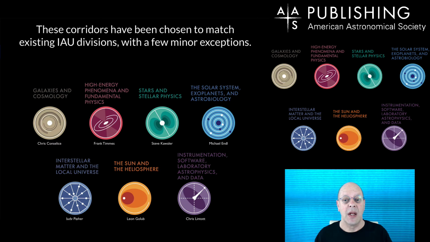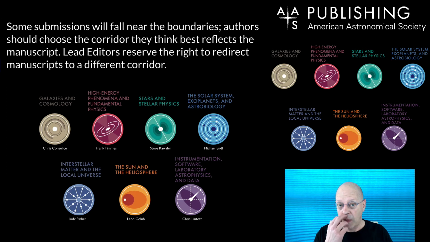So these corridors have been chosen to match existing IAU, International Astronomical Union divisions, with a few minor exceptions, and we'll cover those few minor exceptions when we get to them. So some submissions are naturally going to fall at the boundaries between these corridors. And at submission, authors should simply choose the corridor that they think best reflects their manuscripts.